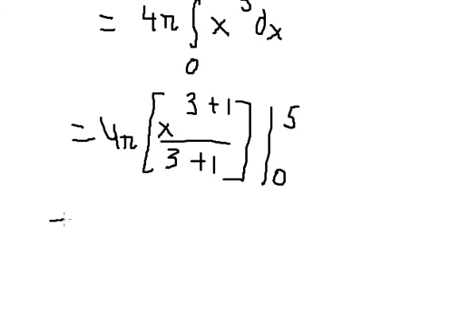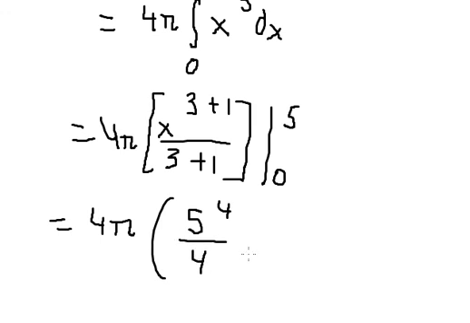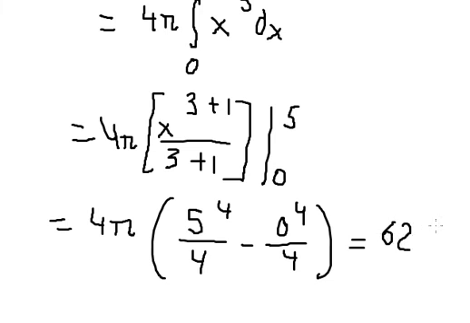And now we have the final answer. So that's 5 to the power of 4 over 4 minus 0 to the power of 4 over 4. So we calculate this one, and we have 625π. And that is the final answer.